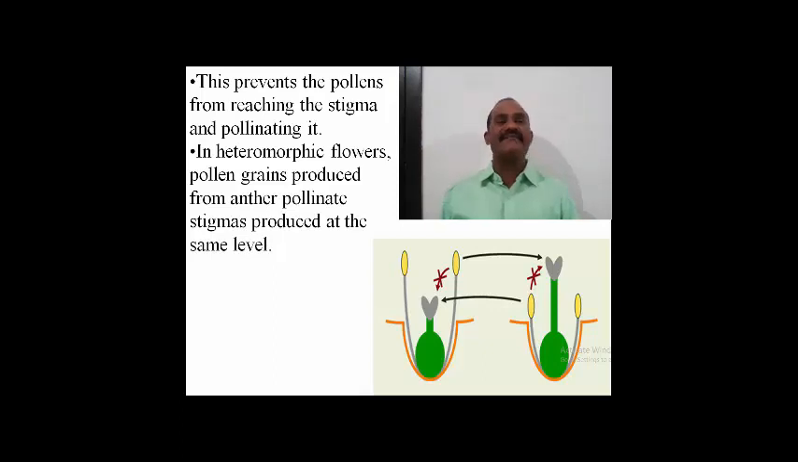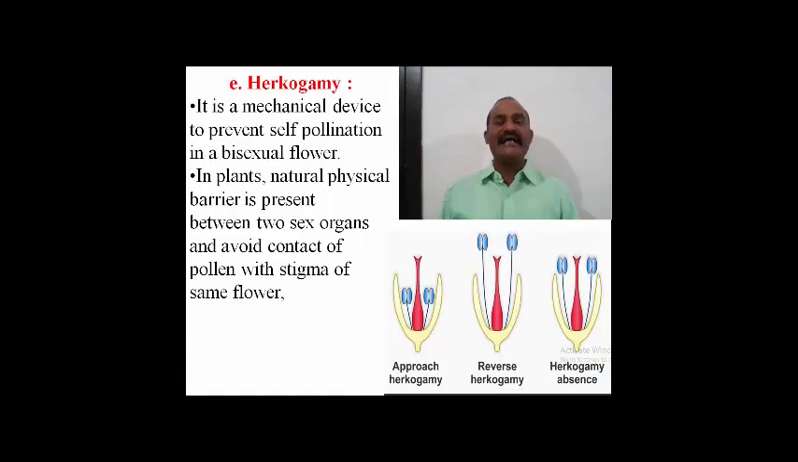In a heteromorphic flower, pollen grains are produced from the anther. They pollinate the stigma produced at the same level, which is not possible here in this heteromorphy, heterostyly, or heteroanthy. Another example of contrivance we can have is hercogamy. It is a mechanical device which prevents self-pollination.